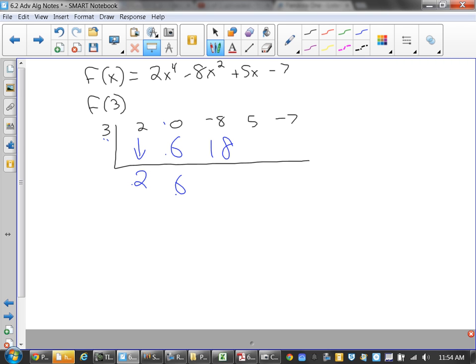Negative 8. It's okay. I know. I'm sorry, I'm on the wrong side here too. Yeah. All right. So negative 18 is 10. 3 times 10 is? 30. 30 plus 5 is? 35. Okay. Double 35, what do you get? 70. Add 35 more to it, you get? 105.